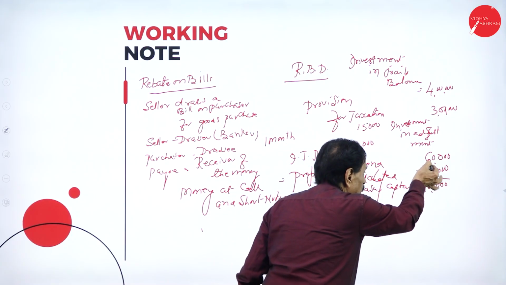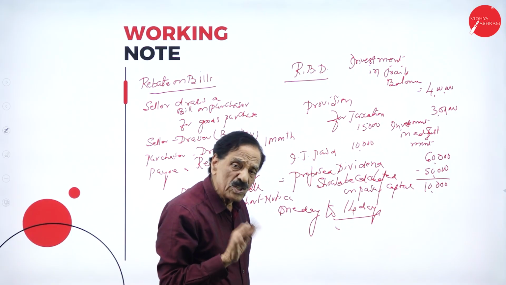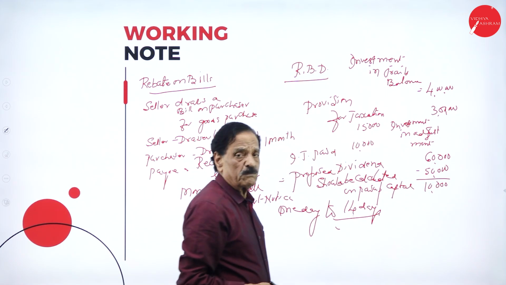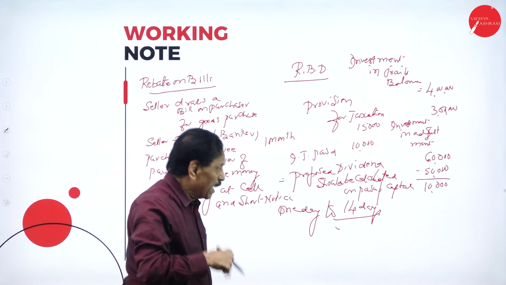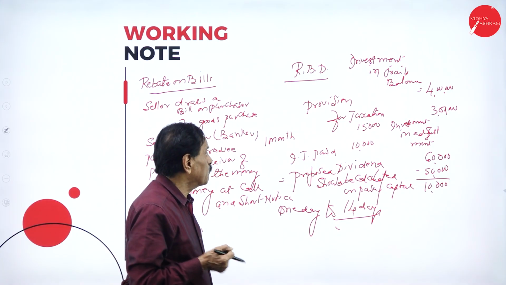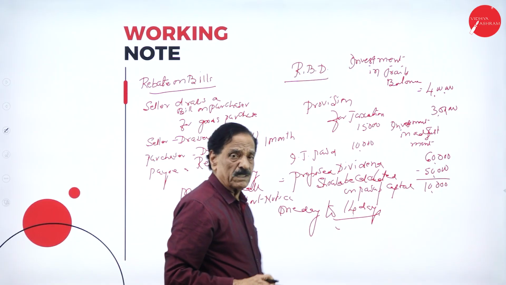Already, we have an investment fluctuation reserve. How much is there? 60,000. But how much is the loss? 50,000. Still, we have an investment reserve of 10,000, so we do not have to create a new investment fluctuation reserve. These are the only adjustments that will come.